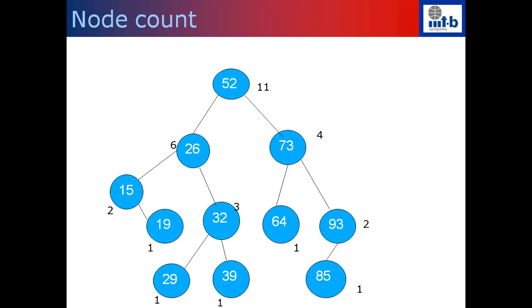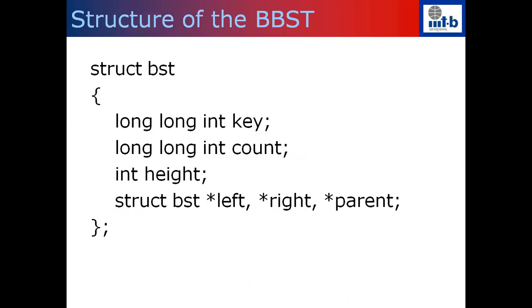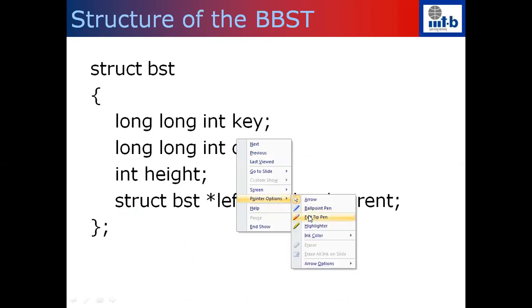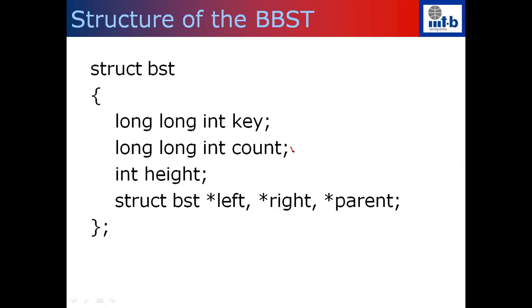So let's quickly look at how to compute these. What I'm saying is that the structure of the tree will have, in addition to the key, an additional field to be maintained, which is the count. So the count is what we are going to maintain. Height is required to verify the height property. Then you certainly need the left and right pointers, and the balanced binary search tree is based on this.